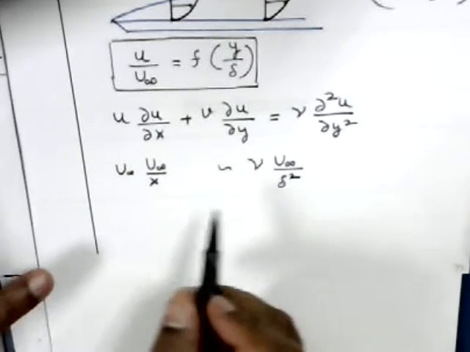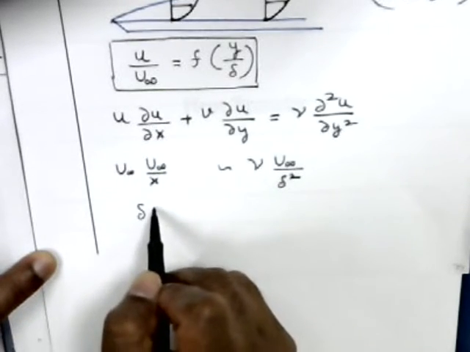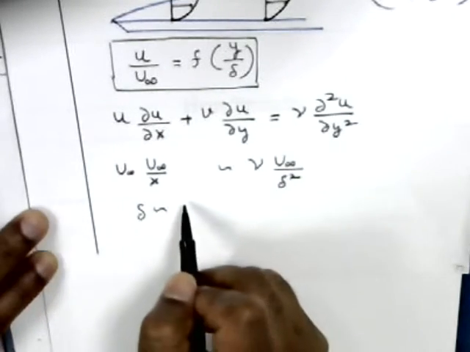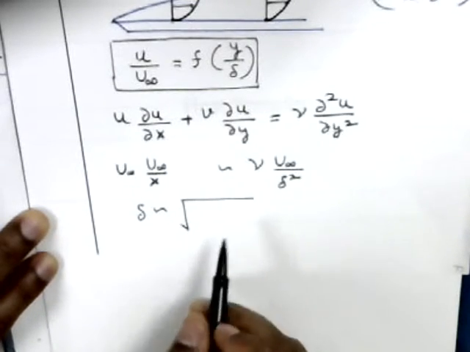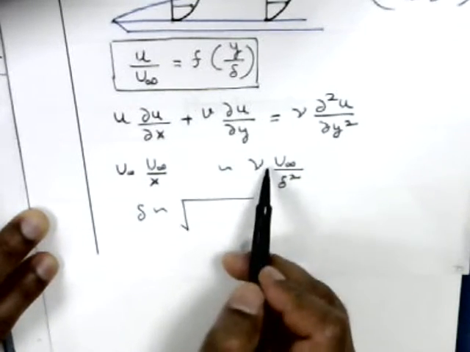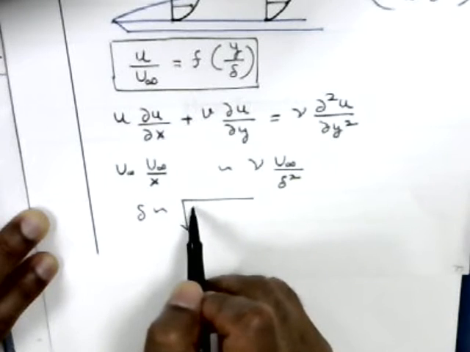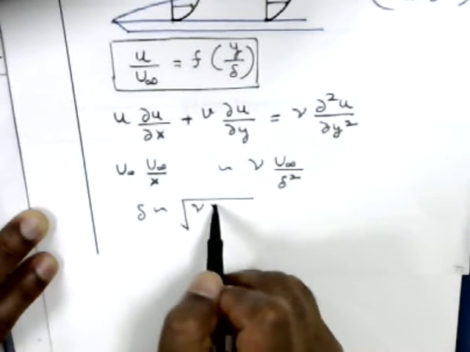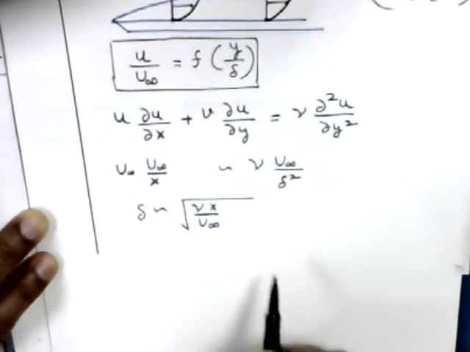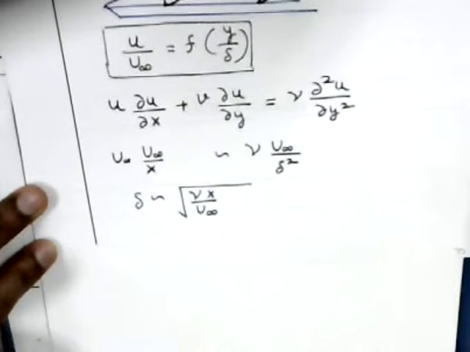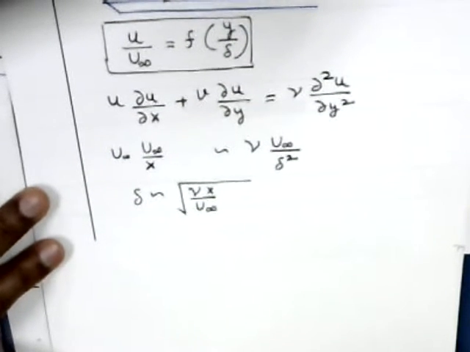And based on this, you can write that delta has some relation in this form. It is because they have the same order. It will be nu x over u infinity.